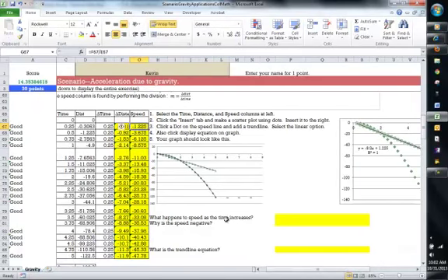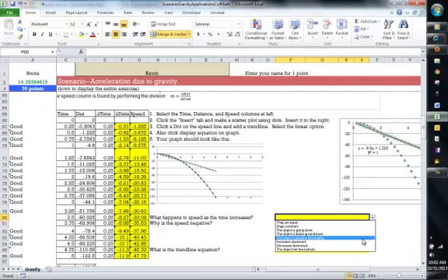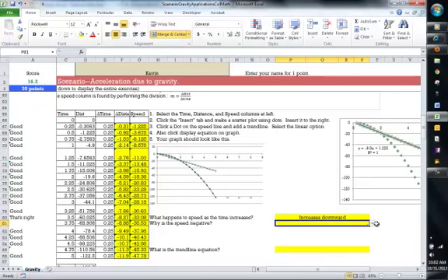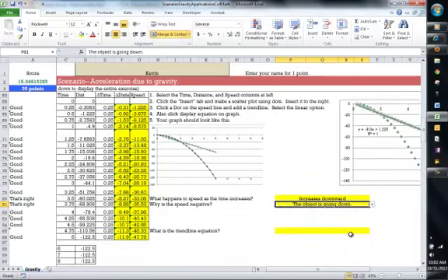All right, so what happens to the speed as the time increases? The speed increases downward. Why is the speed negative? Because the object is going down. What is the trend line equation?